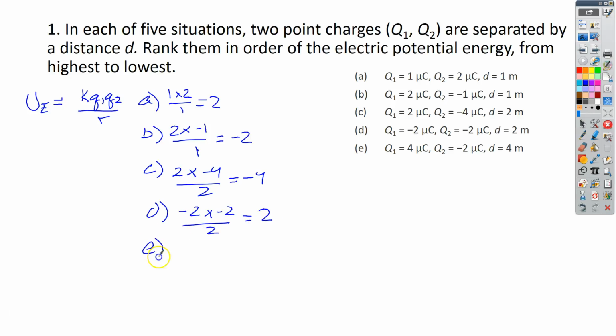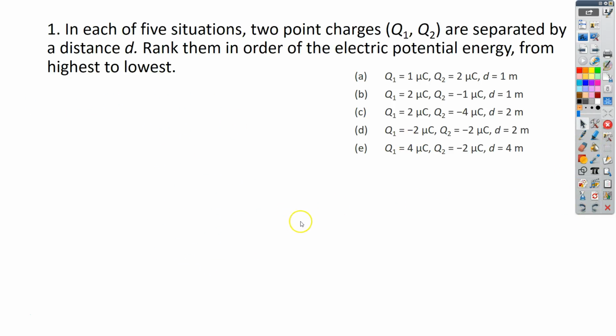And then finally for letter E, we have 4 times negative 2 all over 4, and so we end up with negative 2. So to rank these from highest to lowest, we would have A is equal to D, because those are both 2's. That would be greater than B, which is equal to E, because those are both negative 2's. And then finally, that is greater than C. That is the first problem. So let's go ahead and take a look at the next one.